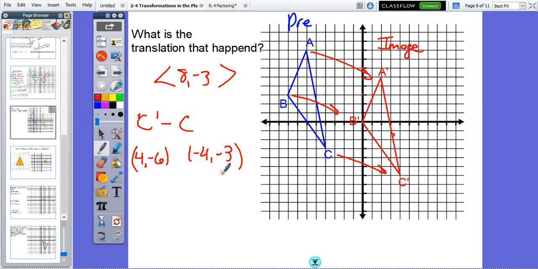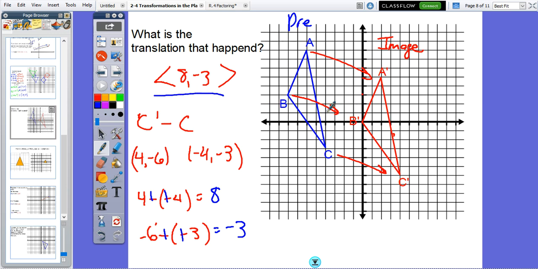All right. And the best way to do this, you take your new value. So we're going to take our 4 minus our original value, negative 4. And then for the other vector, you take the negative 6 minus where we came from. So these are our C prime values and these are our C values. So when we do this, we got 4 minus the negative 4, because it's a positive, gives us 8. And we got negative 6 minus a negative 3, gives us a negative 3. So that's how we get those same ones.